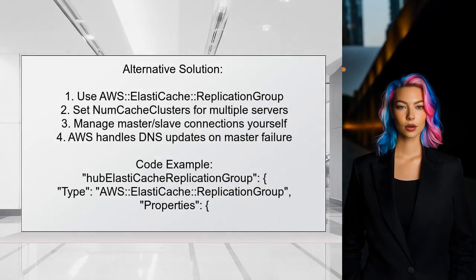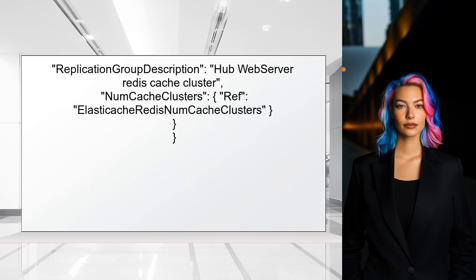An alternative approach is to use AWS Elasticache Replication Group. This allows you to create multiple cache servers using the NumCacheClusters parameter. However, you will need to manage the connections to the master and slave nodes yourself. In case of a master failure, AWS will automatically update the DNS of the slave to maintain your configuration.